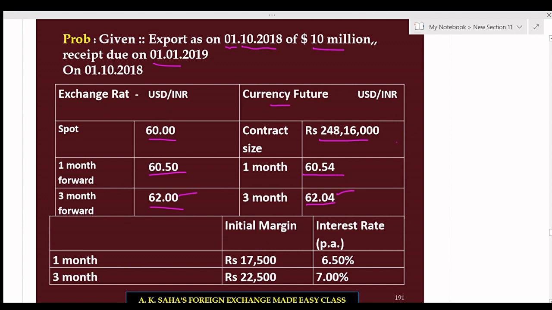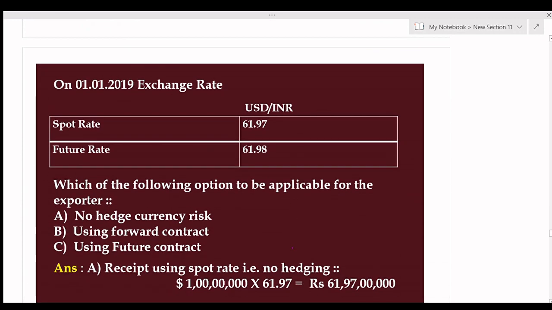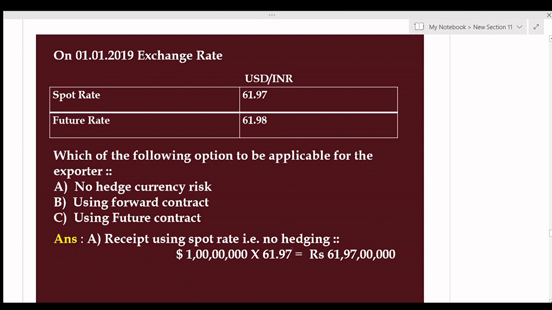Lot number is 25. Now initial margin is rupees 22,500 per lot. Then total initial margin money will be 22,500 into 25. Now the rate is given on expiry date, that is spot rate is 61.97 and future rate is 61.98. You see that these two rates are very close. I will discuss this afterwards.